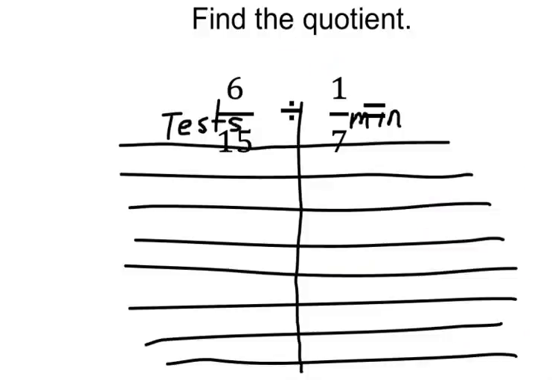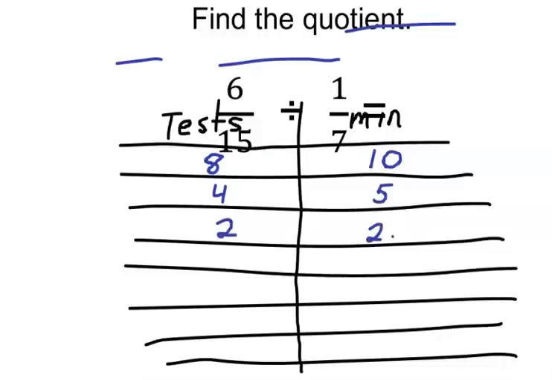Okay, so Mr. Rivera can grade 8 math tests in 10 minutes. So we can do 8 tests in 10 minutes. All right, so let's just start messing around with equivalent ratios. I know half of 8 is 4. Half of 10 is 5. Half of 4 is 2. Half of 5 is 2.5. Half of 2 is 1. Half of 2.5 is what? Yes, 1.25.